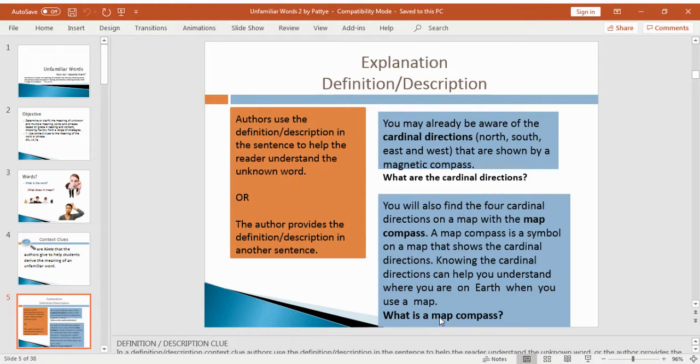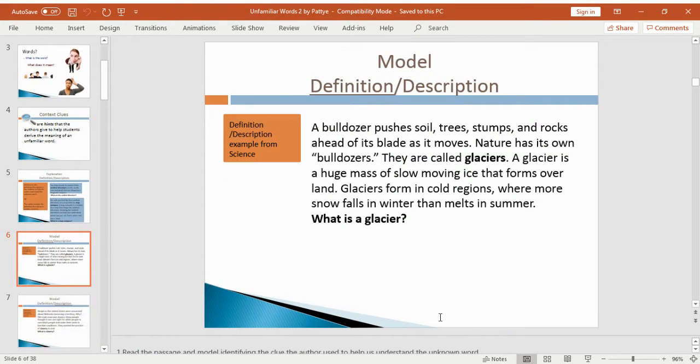Did it tell us what a map compass is? No, it told us what it has. Let's go to the next sentence to see if we can find out what it means. A map compass is a symbol on a map that shows the cardinal directions. So looking at the sentence below, we know that a map compass is a symbol that tells the 4 cardinal directions. Let's look at the example that we have here.